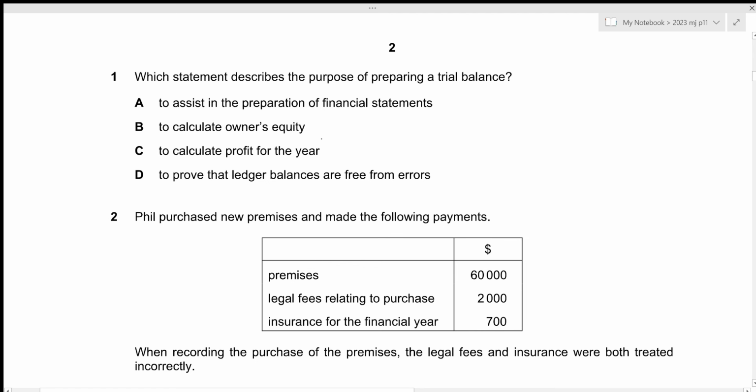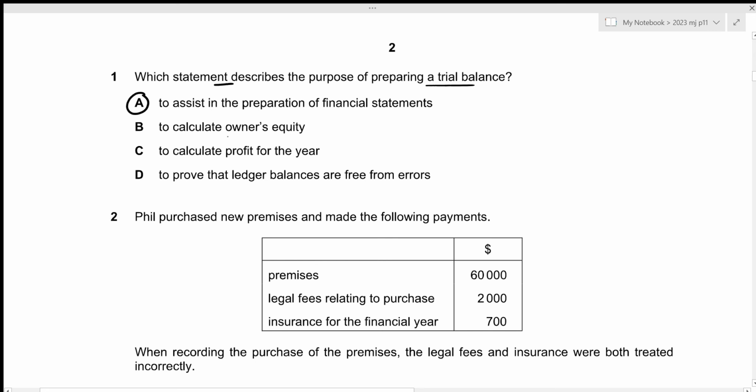For the first question, we need to determine which statement describes the purpose of preparing a trial balance. So again, trial balance is prepared before preparing all of our financial statements. So the main purpose of this is to assist in the preparation of financial statements, which is given in option A. That's the correct answer. But let's have a look at the remaining options as well.